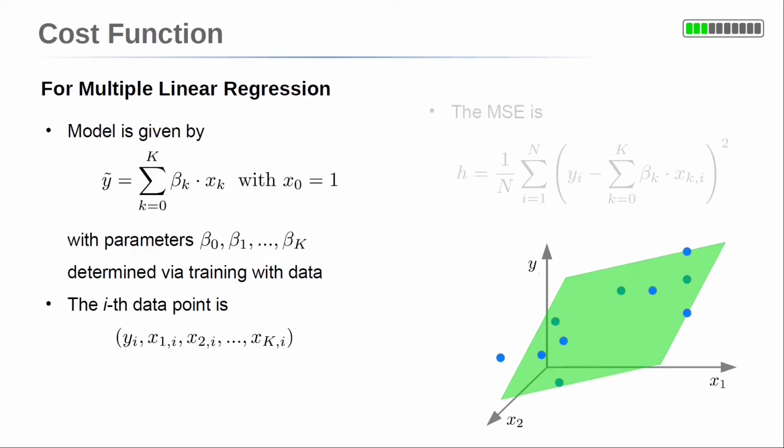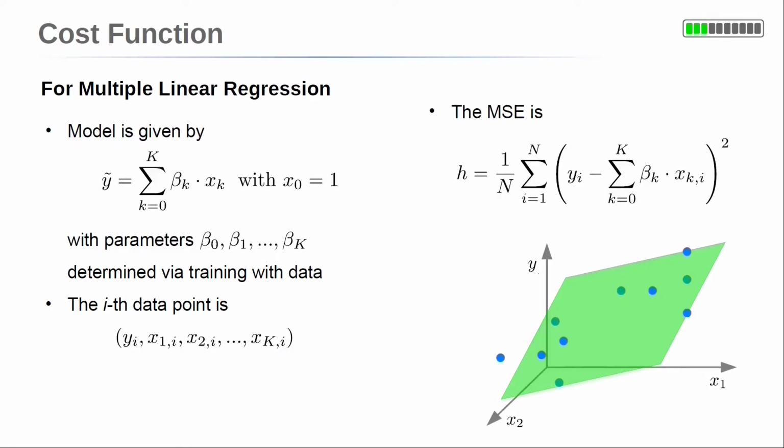We can use data points to calculate the mean squared error of this model for specific values of the model parameters beta. The ith data point is yi for the target value and x1i, x2i, up to x capital Ki for the independent variables. Note that we have two indices at the independent variables data points. The first corresponds to the dimension because we take capital K input variables into account. The second denotes the specific data point in the dataset.